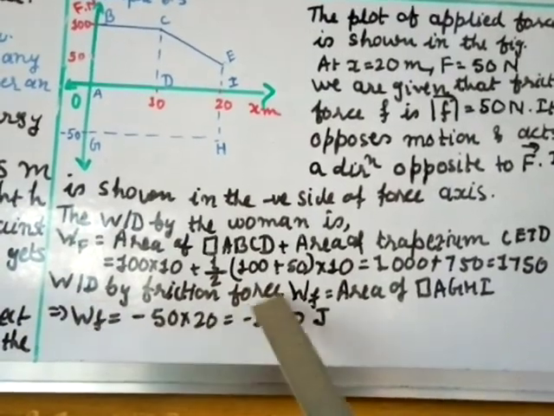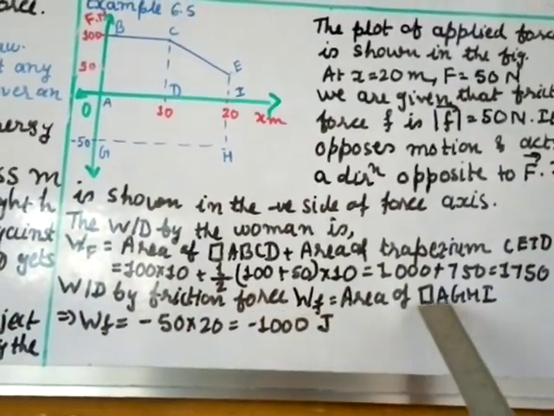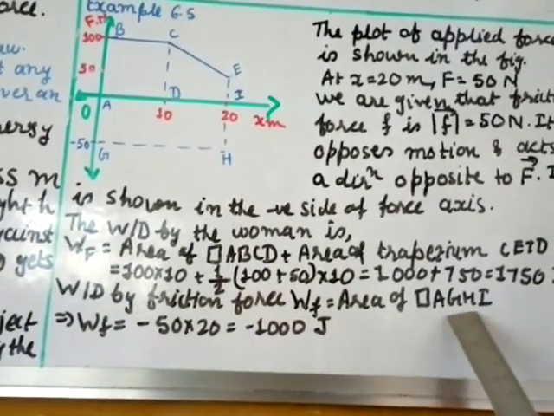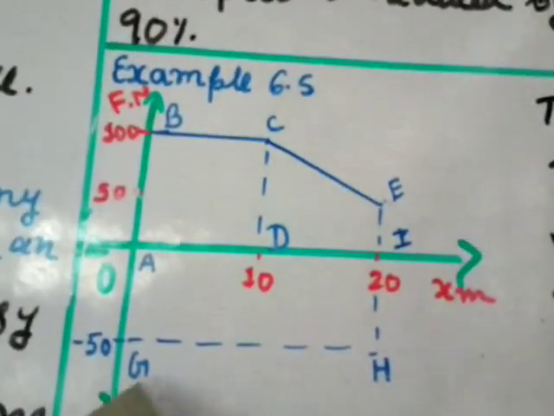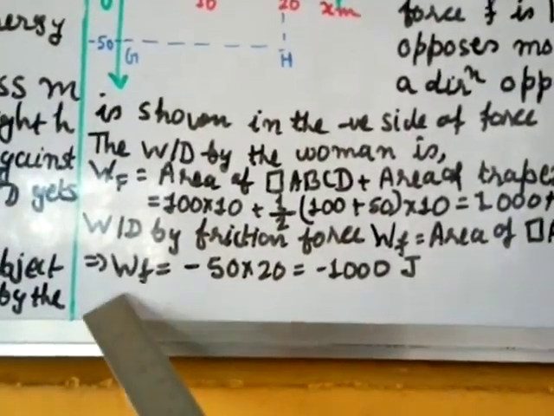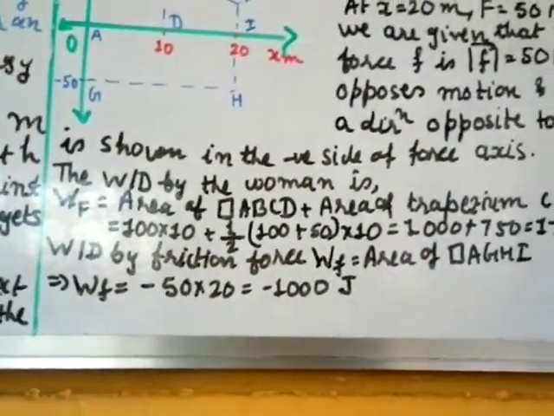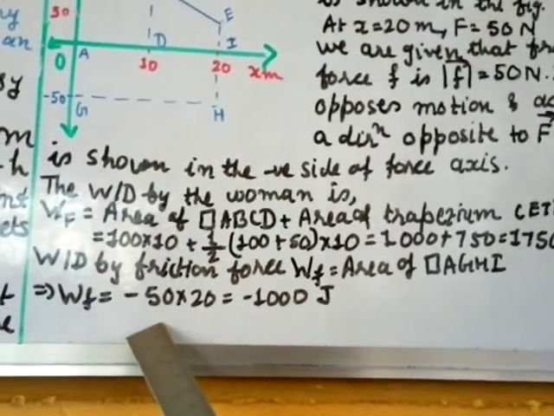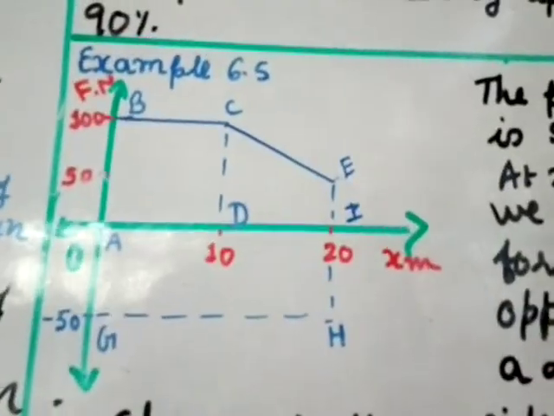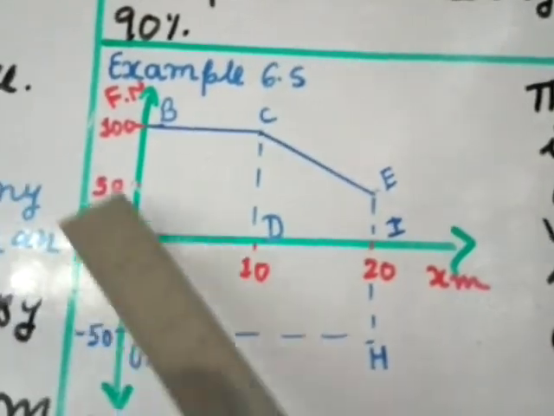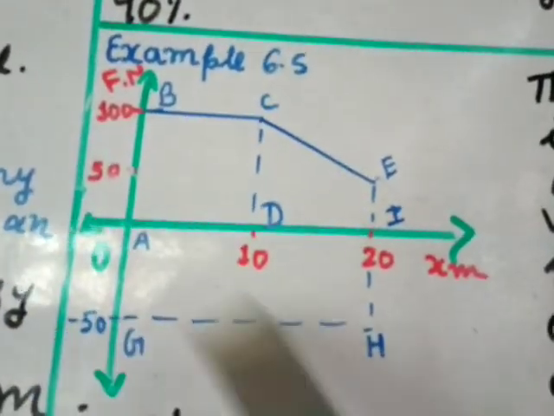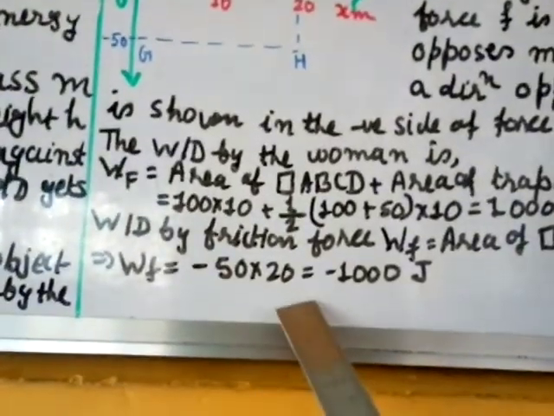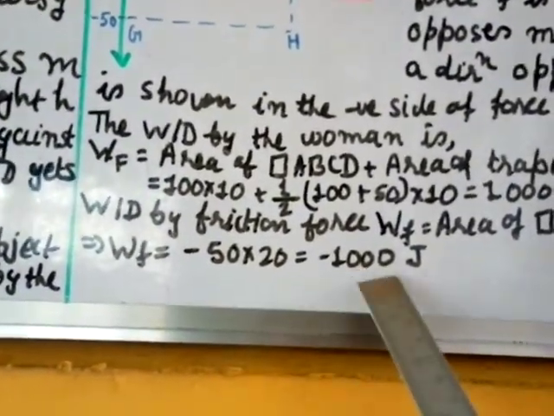Now the work done by friction force, W_f, is equal to the area of the rectangle AFGH, this negative part, the negative force area AGHI. So W_f, with small f for the friction force, equals minus 50 into 20, the area of this rectangle. So 50 and this 0 to 20, so 20. Length into width, that is minus 50 into 20, which gives you minus 1000 joule.